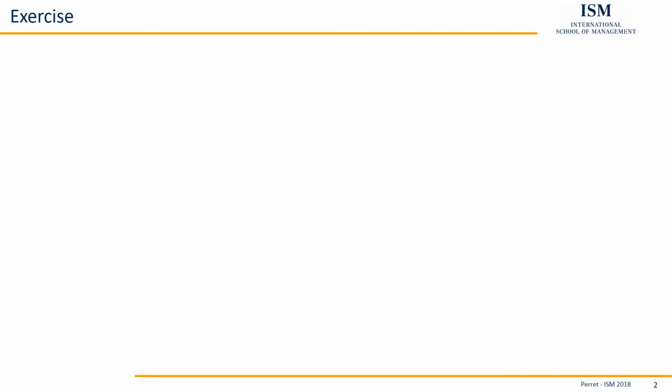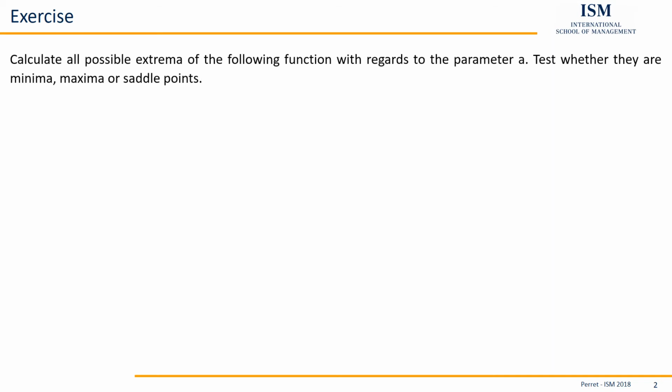Let's take a look at the exercise. Here it is: calculate all possible extrema of the following function with regards to the parameter a. Test whether they are minima, maxima or saddle points. Then that's our function f of x and y.